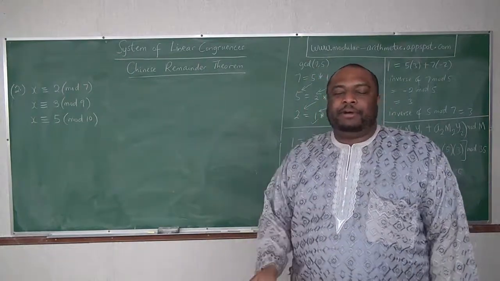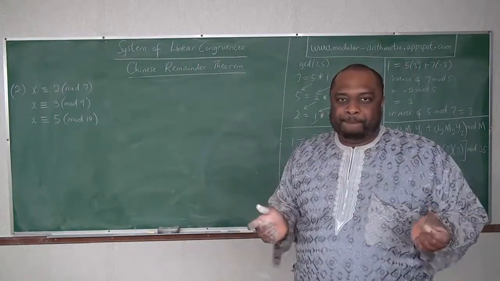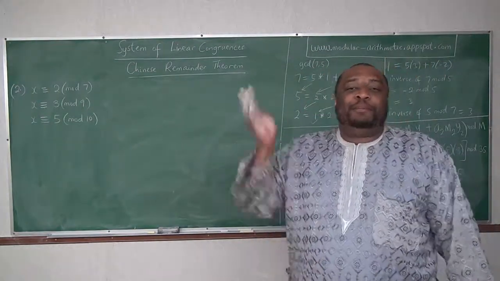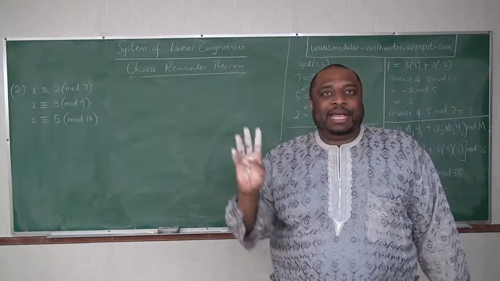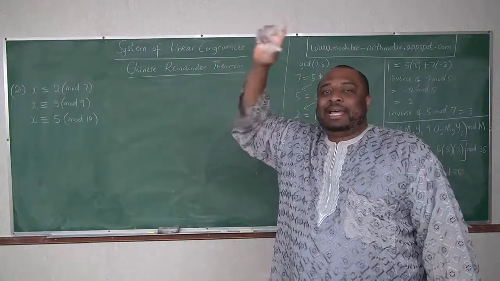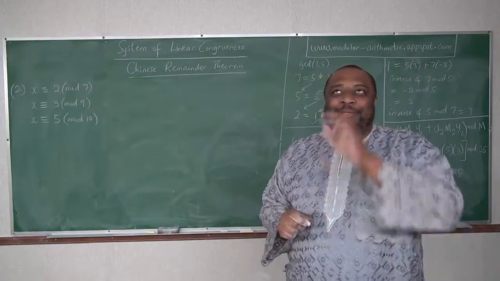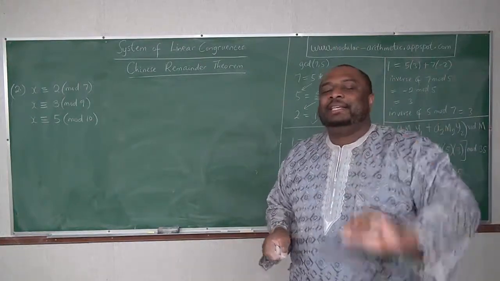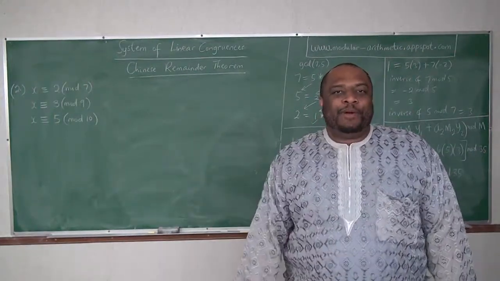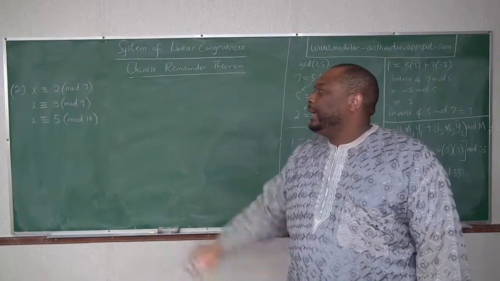Okay, first of all, the moduli 7, 9, and 10 are relatively prime. If you are using the calculator on this website and you put something that is not relatively prime, like 7, 8, 10, it will not solve it. It will give you an alert. Hey, no, it won't solve it. It will quit. This theorem, the Chinese remainder theorem, works only for relatively prime moduli.